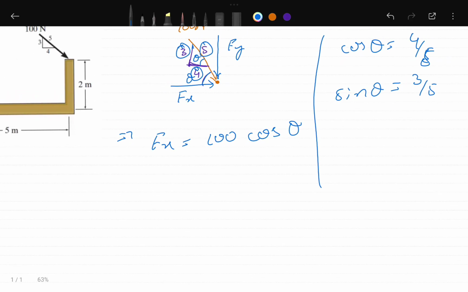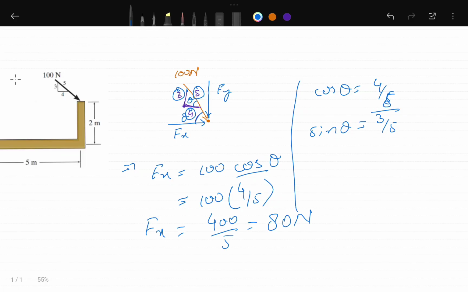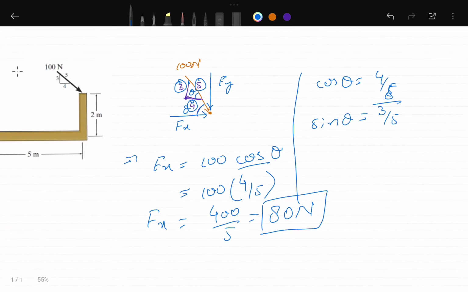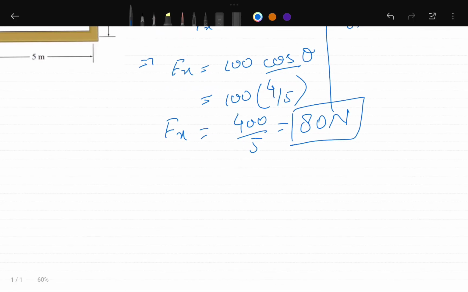Once we have that, we can replace this cos theta with 4 by 5, so it will become 100 into 4 by 5, and our Fx will become equal to 400 by 5, which is 80 Newton. So we got the x component, which is actually this one, and now we are going to go for the y component.